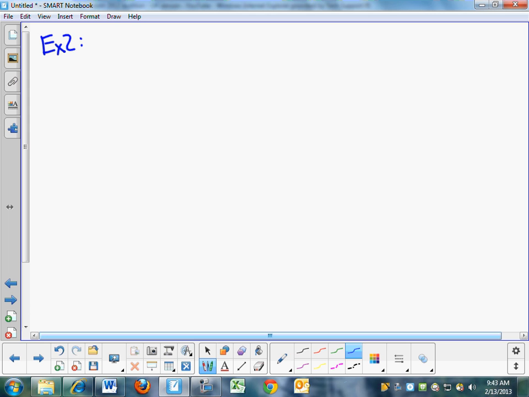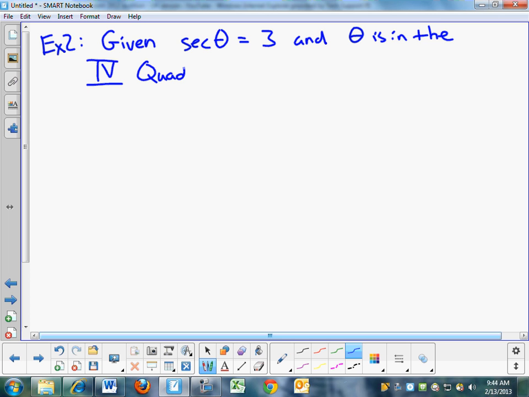Example 2. Given secant of theta is equal to 3, and theta is in the fourth quadrant. Find the other 5 trig ratios.